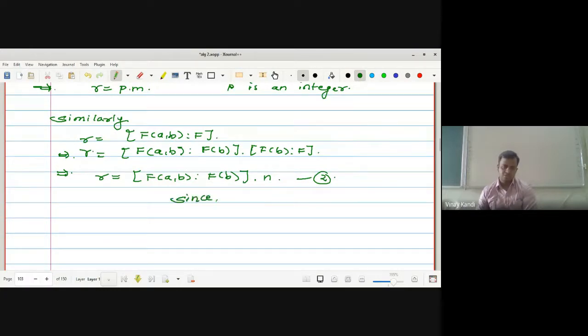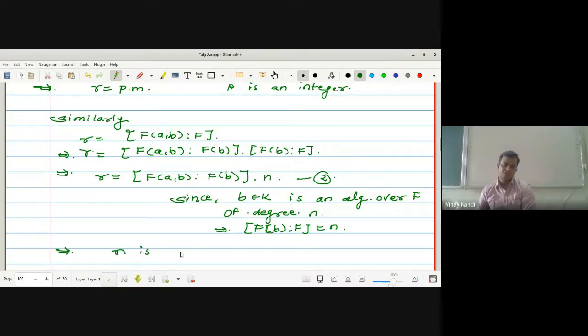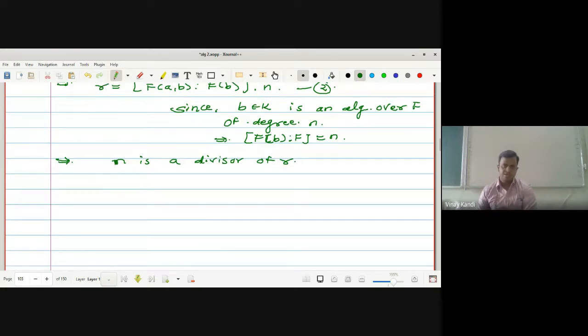Why? Since b is algebraic over F of degree n, this implies the degree of F of b over F is equal to n. Now from equation 2 we have n is a divisor of r. If n is a divisor of r, this implies r is equal to q into n for some positive integer q.